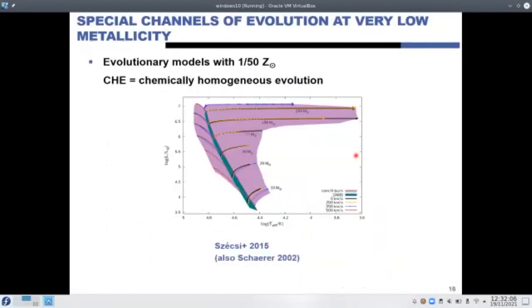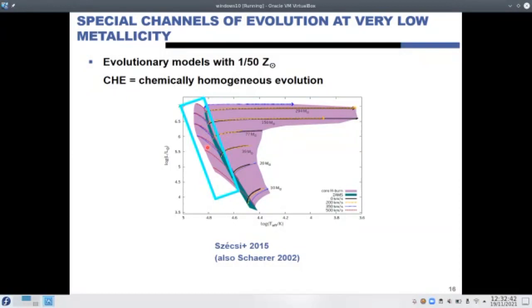But to make things even more difficult, there might be special mechanisms of evolution at very low metallicity. And that's what I show here. This is again an HR diagram with evolutionary tracks. But now we are going to focus on this region. If a massive star with very metal-poor content is born with very high rotational velocity, it can enter this chemically homogeneous evolution channel. It means that it will never evolve to cooler temperatures in the HR diagram.